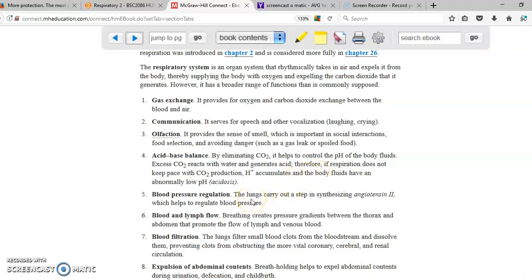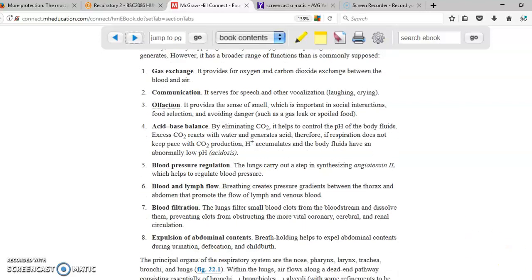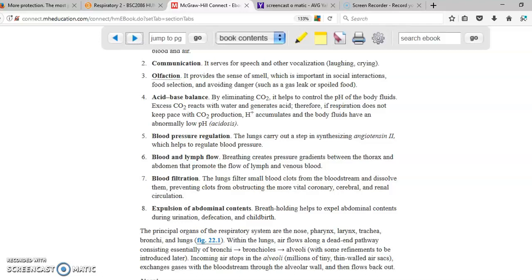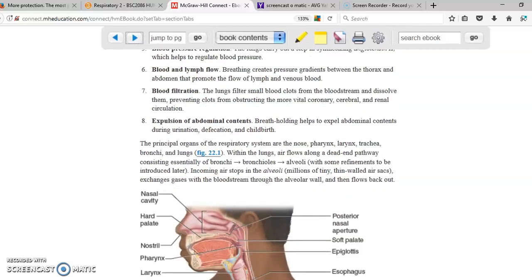Blood pressure regulation, because it produces an enzyme that is necessary to increase the blood pressure. You have it right here, it's angiotensin 2. Blood and lymph flow, because it produces pressure in the thorax and it allows us to push the lymph and blood back up into the heart. Blood filtration, in case that you have a blood clot, it will get trapped in the lungs instead of being trapped in other areas that are smaller where it can cause more damage, such as in the eyes. Expulsion of abdominal contents. When you go to the toilet, you put pressure in the thorax. That helps the pressure in the abdomen to release the contents.